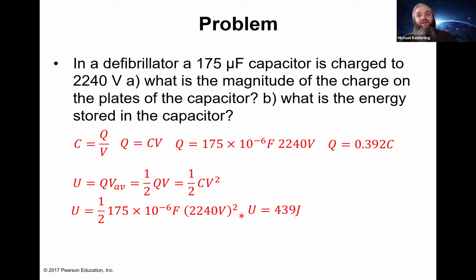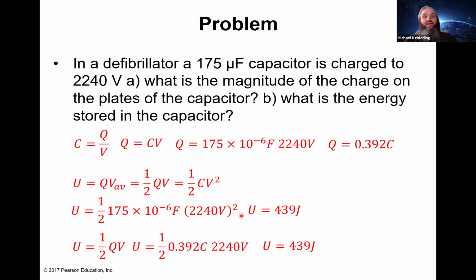And the advantage of a capacitor is that we can dump all that energy out very quickly and get a lot of current. So in a defibrillator, you're dumping that energy through your body, you're getting a lot of current, you're shocking your heart back into a functioning rhythm. You could also do it with 1/2 charge times voltage, so 1/2 times 0.392 coulombs times 2,240 volts, which is also 439 joules.